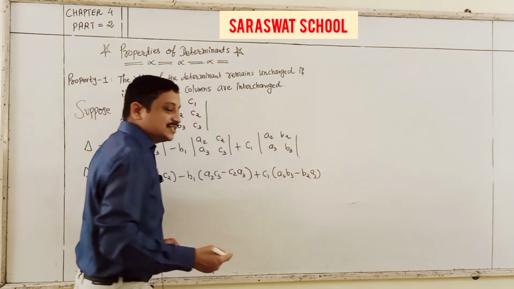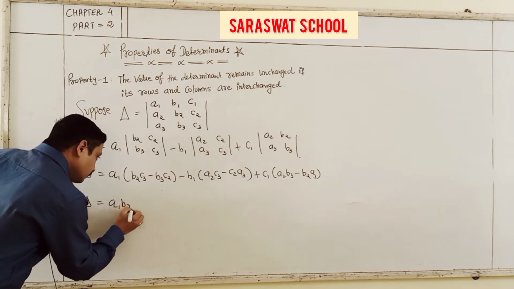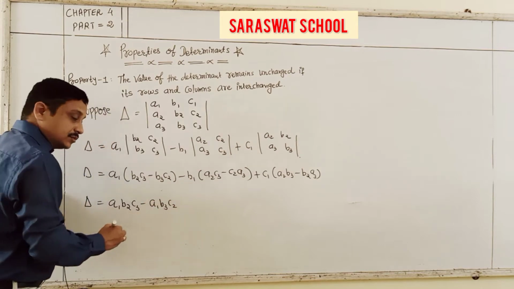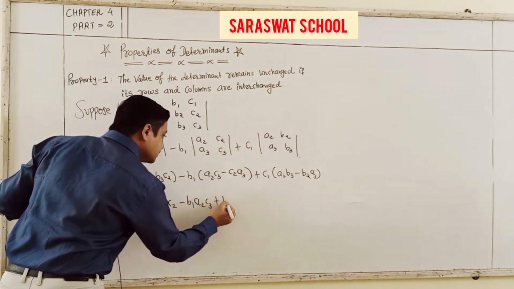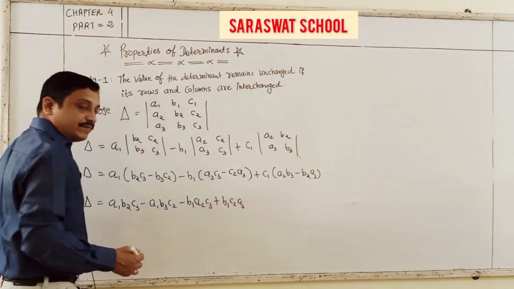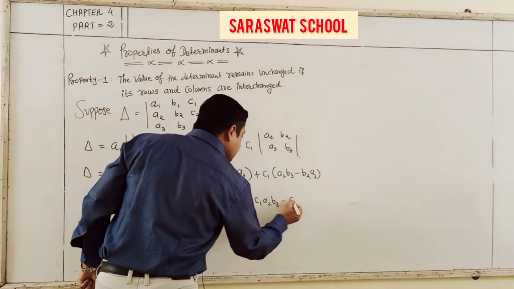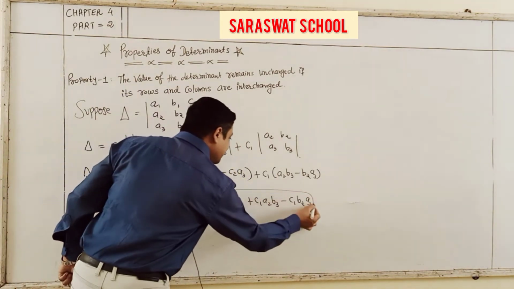And just expand. So your del value is A1 B2 C3 minus A1 B3 C2 minus B1 A2 C3 plus B1 C2 A3, and last C1 A2 B3 minus C1 B2 A3. This value you will take as equation number 1.